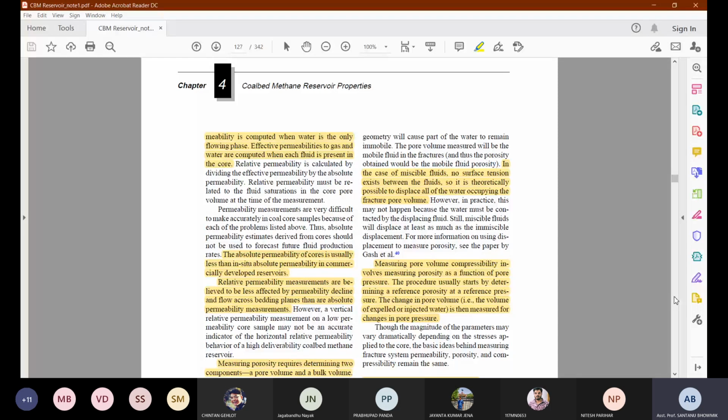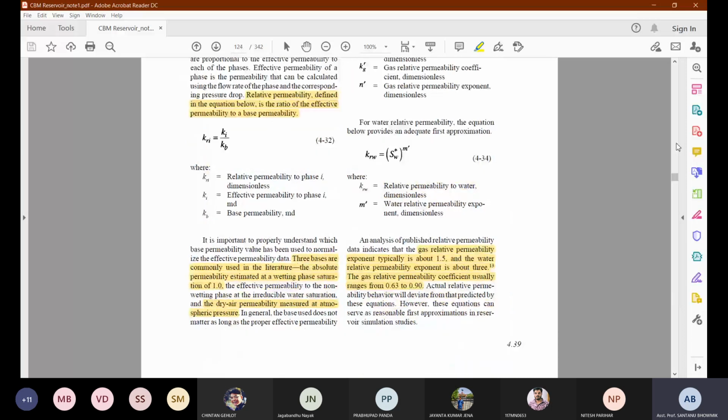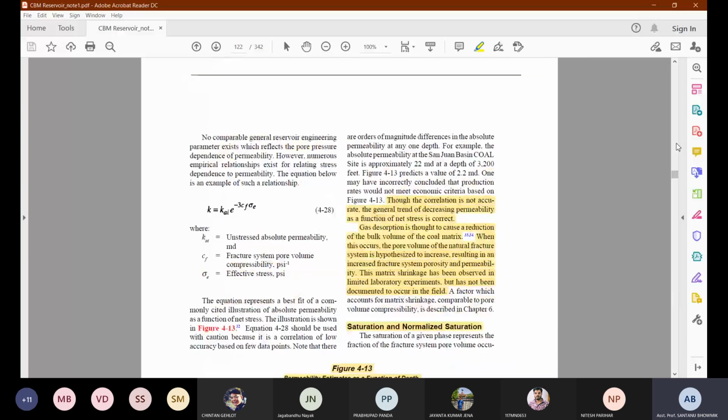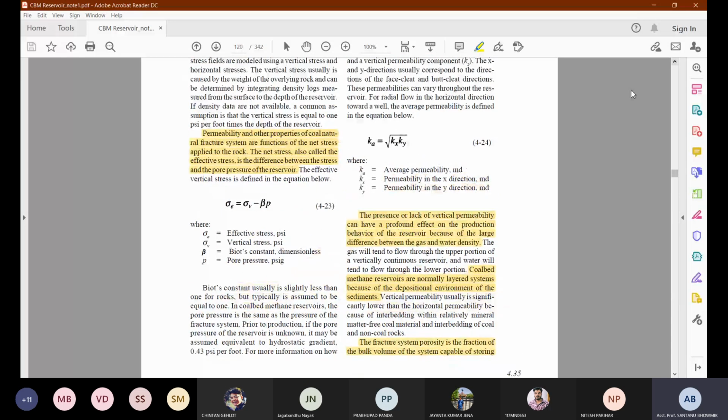But at the same time, whatever horizontal permeability you are going to see, that horizontal permeability should be averaged. If I go back to show you the equation of the horizontal permeability, this is the equation by which we do the average of the horizontal permeability. This is the horizontal average permeability, considering the permeability in both the x and y directions. So if you can measure the permeability in the face cleat and the butt cleat directions, you can measure the average permeability in the horizontal direction.